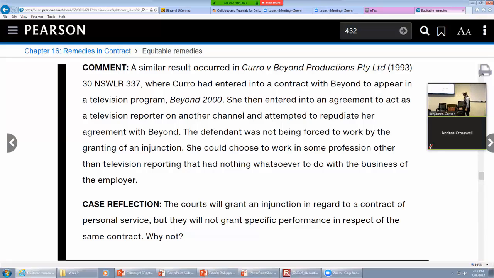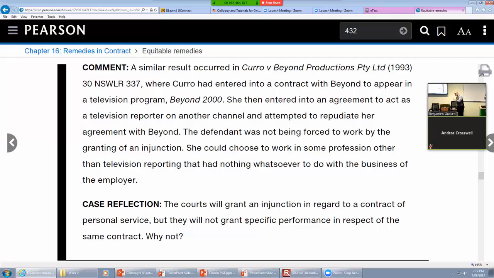Okay? She's going to be a reporter instead of appearing on that program. That's K2. She can't have both. She can't appear with Beyond and at the same time be this reporter. So she decided to repudiate the first contract.